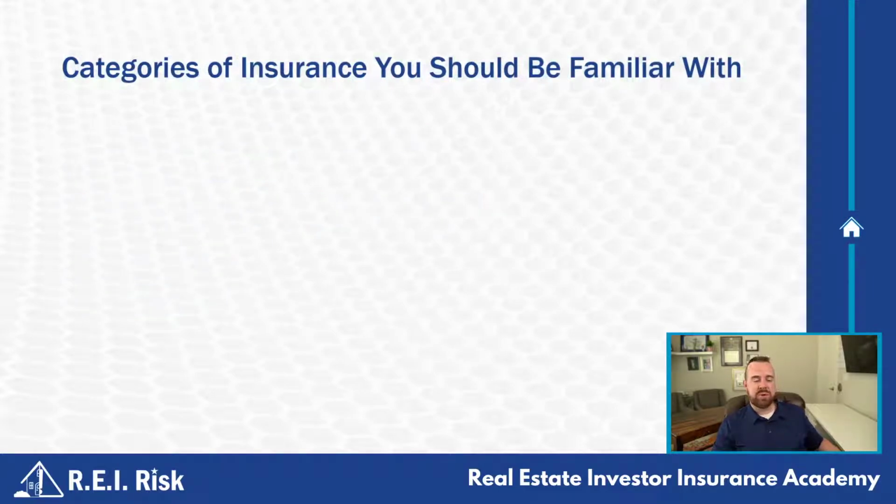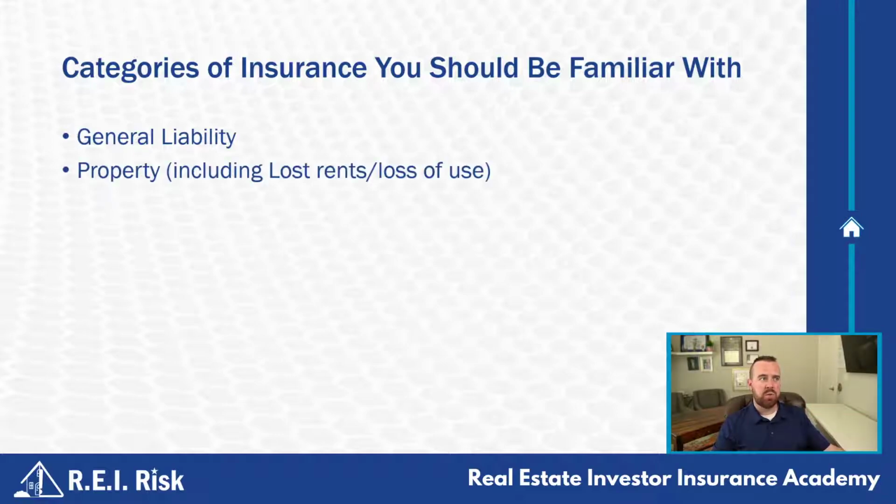Some categories of insurance that you should be familiar with. You don't have to know everything about them. Obviously, that's why you have a well-equipped and trusted insurance partner. But you need to have a cursory idea of the following types of insurance. First is general liability insurance. That is going to be protecting you from financial responsibility from accidents or injuries that occur to another person or to property. It's important to note this is third-party coverage. This is not coverage for you or anyone working on your behalf.